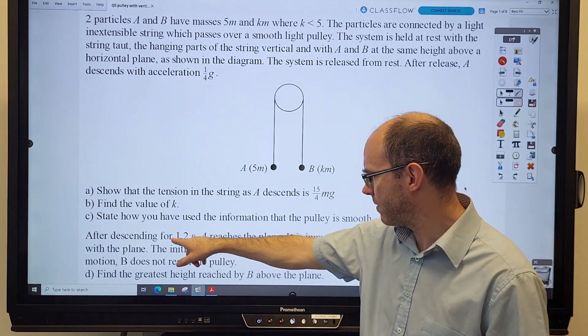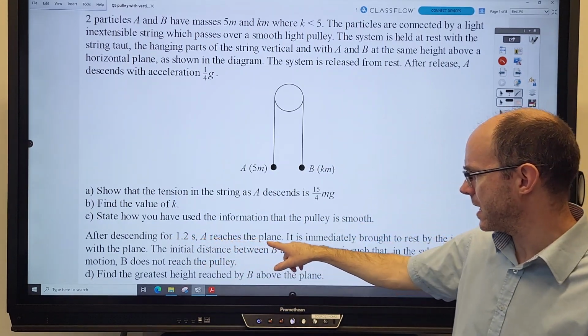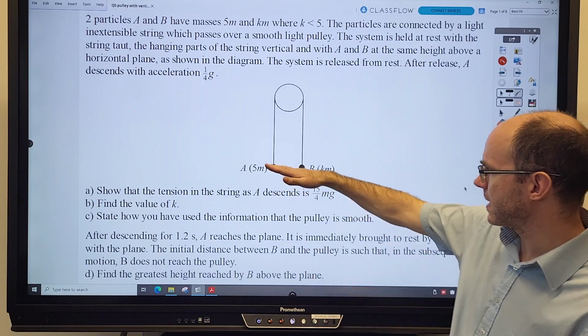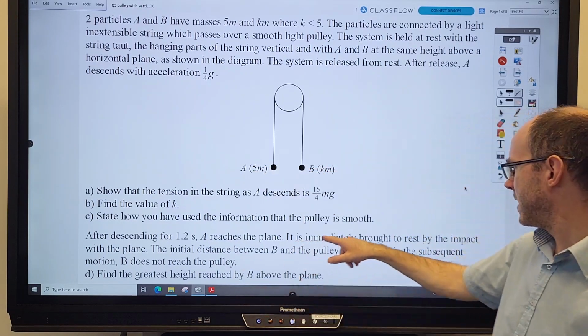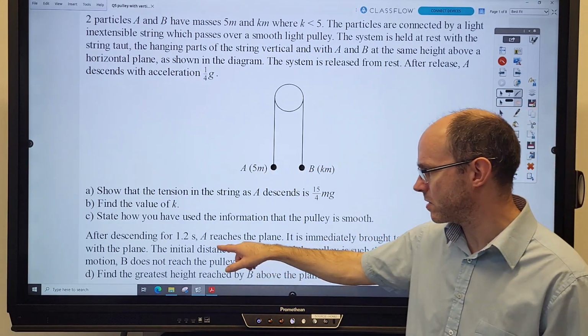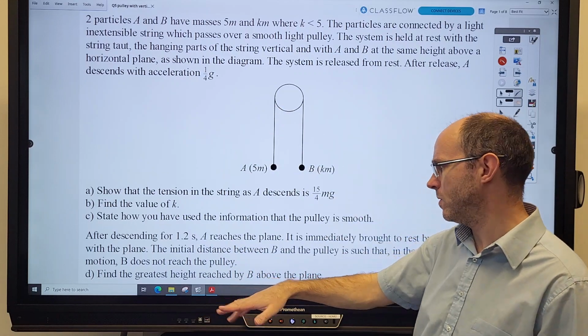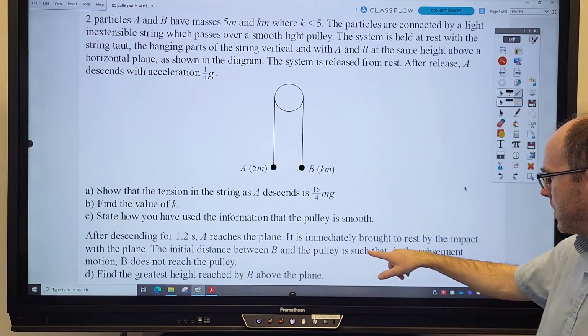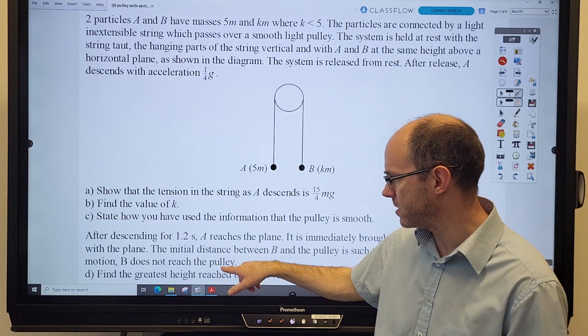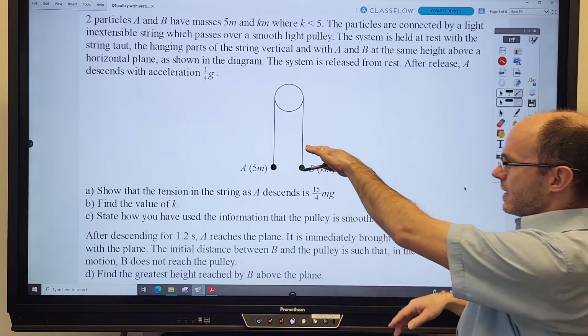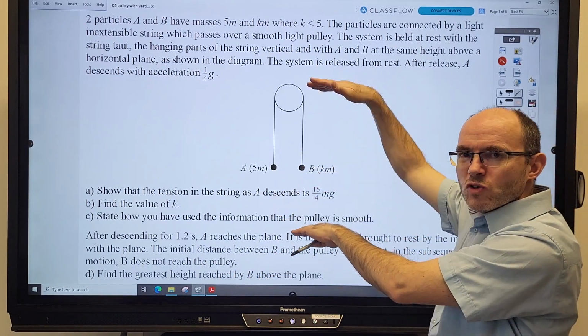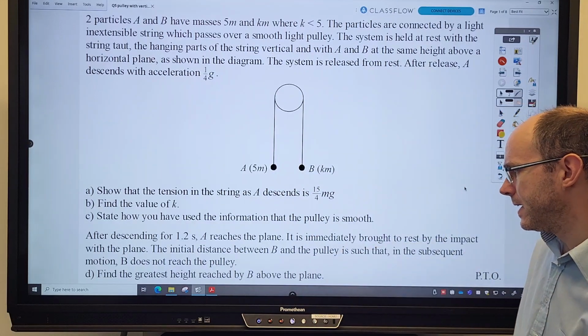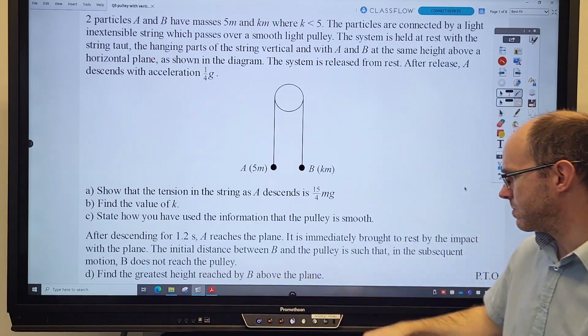Afterwards, after descending for 1.2 seconds, A reaches the plane. So basically A is going to fall and hit the floor. It is immediately brought to rest by the impact with the plane, so it stops dead when it hits the floor. The initial distance between B and the pulley is such that in the subsequent motion B does not reach the pulley. So when A hits the floor, B is not going to reach the pulley. Find the greatest height reached by B above the plane.